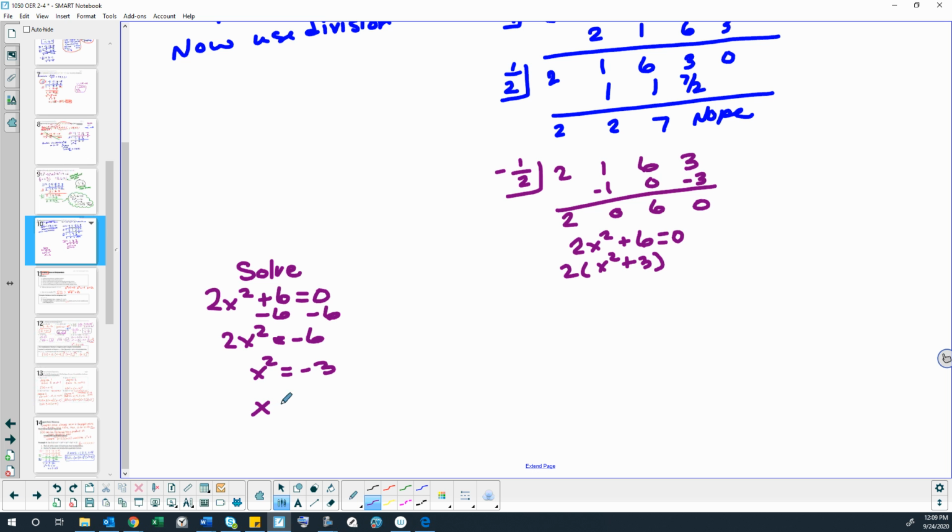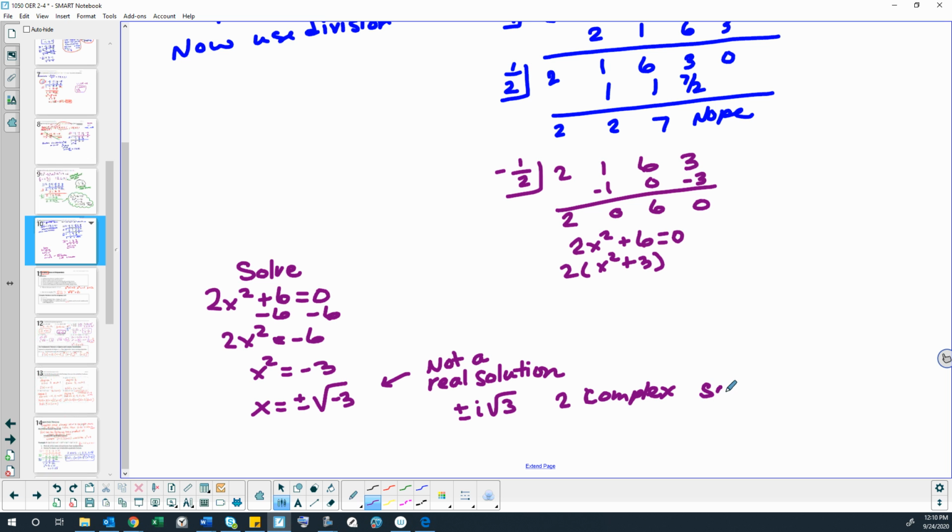So now our answer comes from doing plus or minus the square root of -3. Now, what do you know about that? That is not a real solution. If we were in section 2.5 right now, we would finish this problem and we would say, oh, guess what? There are two complex solutions, plus or minus i square root 3. So we have actually two imaginary or complex solutions. Usually we call them complex solutions. But they're not real.